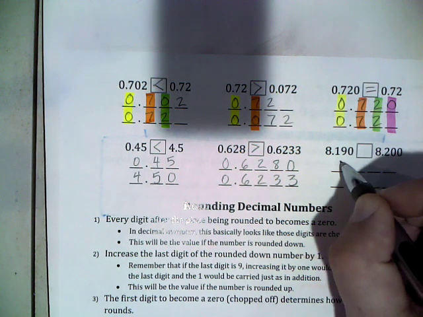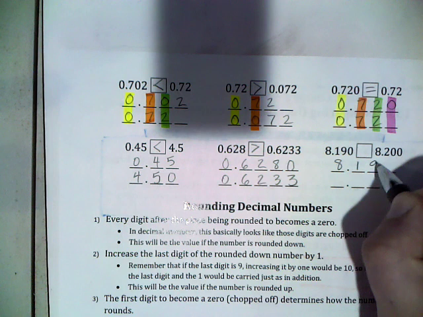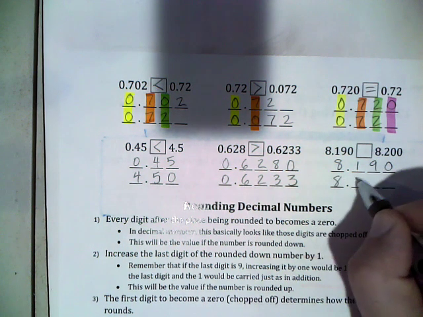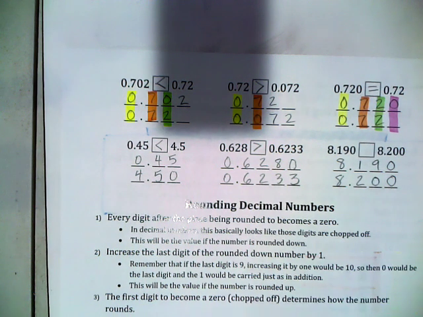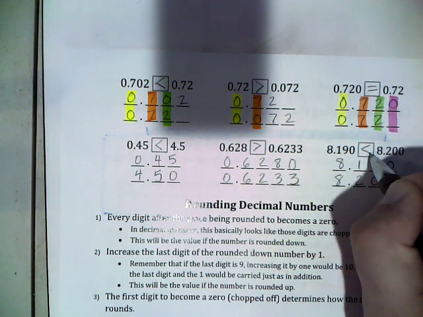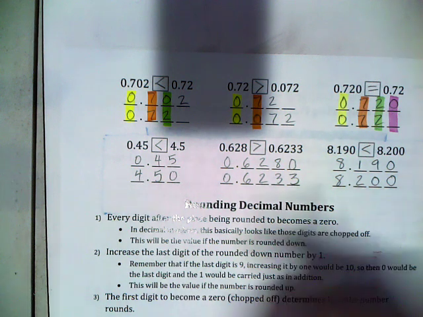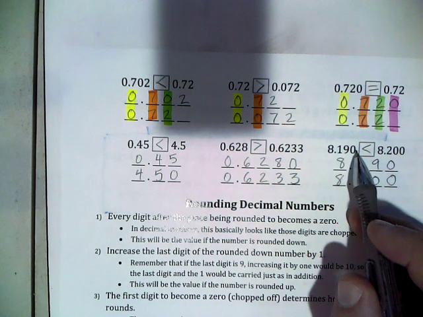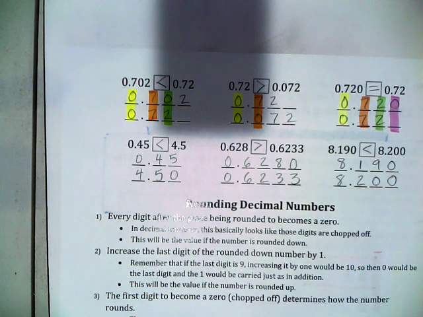And then for our final example, 8.190 compared to 8.200. That one already has the same number of decimal places, so really it's just a matter of comparing. Without the decimal, this looks like 8,190 compared to 8,200. Well, they both look like an 8,000, so which is bigger, 190 or 200? Well, obviously 200 is bigger. So this would be a greater than, or excuse me, less than. 8.190 is less than 8.200.